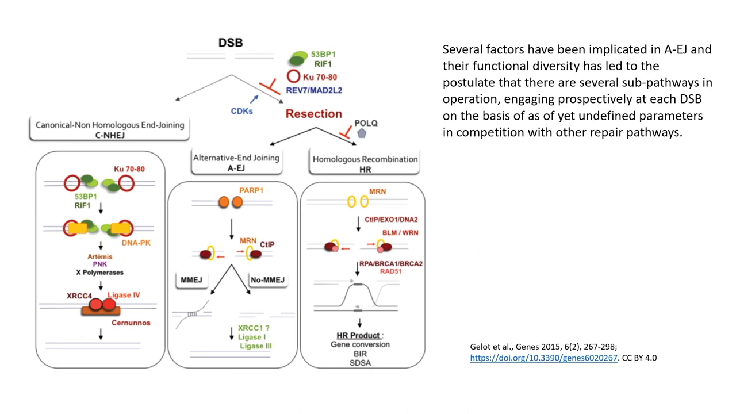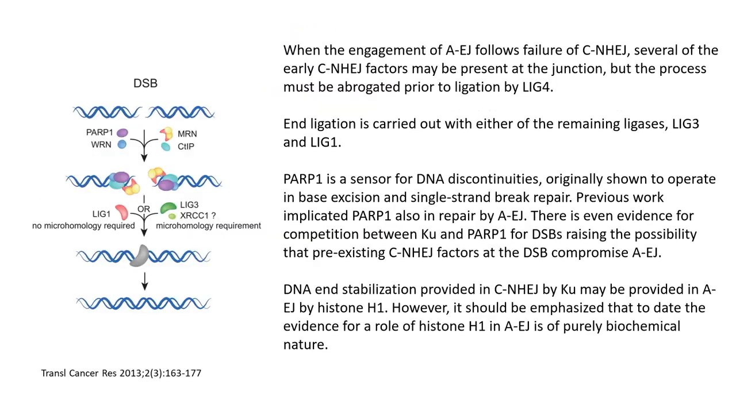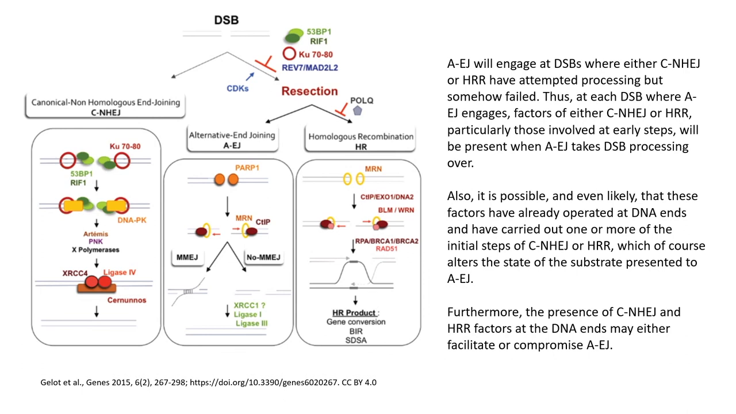So, although it is the last one to operate when the first two fail, the entire landscape of its operation and mechanism is still largely unexplored. This alternative end joining (A-EJ) will engage at DSBs, as already told to you, when either of the two pathways have somehow failed to act. Thus, at each DSB where A-EJ engages, factors of either C-NHEJ or HRR, particularly those involved in early steps, will be present when this alternative NHEJ takes DSB processing over. So, C-NHEJ and HRR tried to repair the DNA, so those players are present, but they fail to do it, then this process is taken over by the alternative pathway.